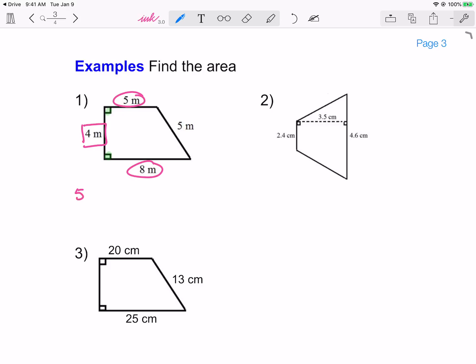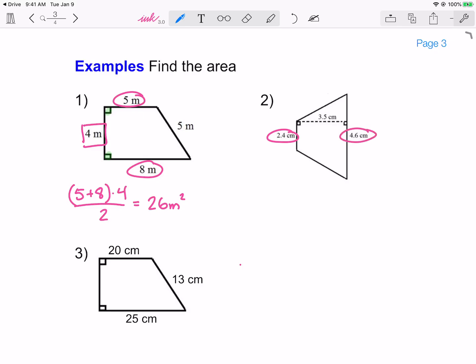So I simply add the 5 and the 8 together, multiply that result by 4, and divide by 2. So 5 plus 8 gives me 13, and the 13 times 4 gives me 52, and if I divide that by 2, I get 26. And again, my units for area are always units squared. If I had shown my units for length in that problem, you would have seen these units pop out.